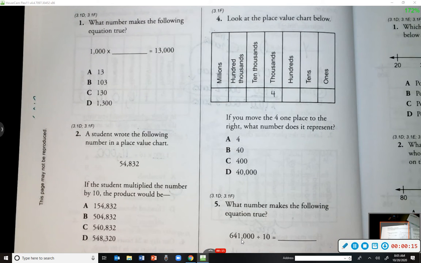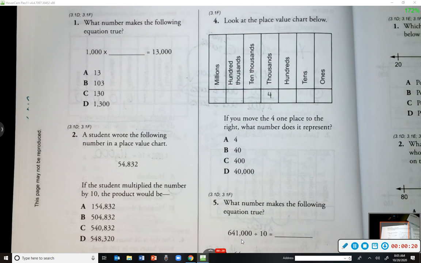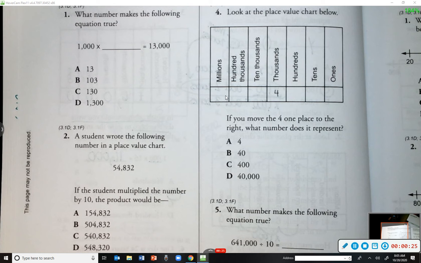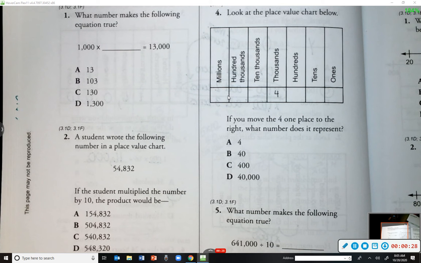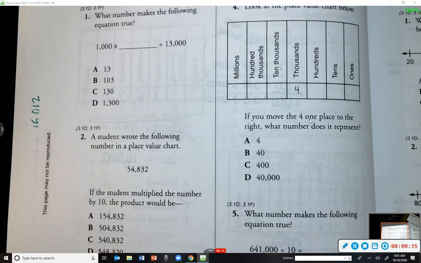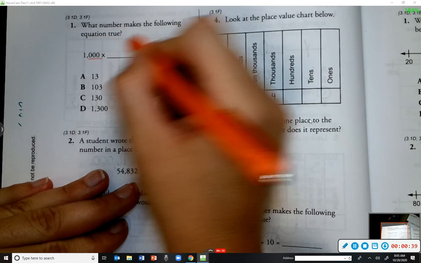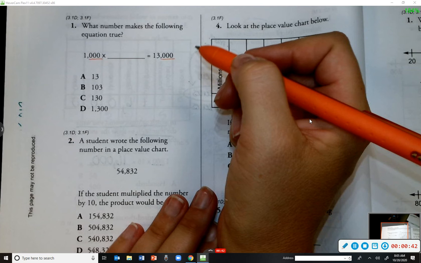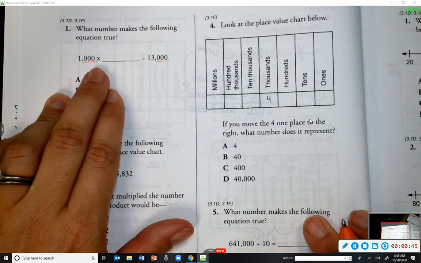Paying attention, and you are asking questions if you still don't get it. You can see 1,000, 3 zeros, 13, and has 3. Make 1,000 into a 13,000 by.